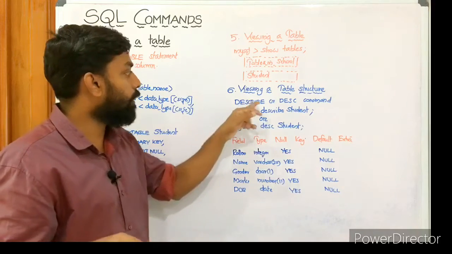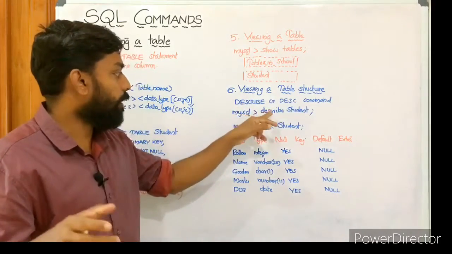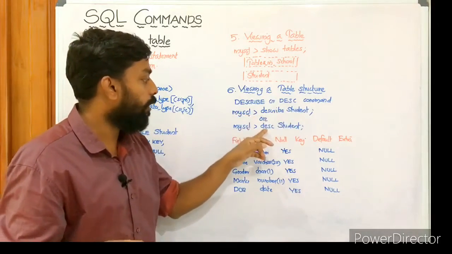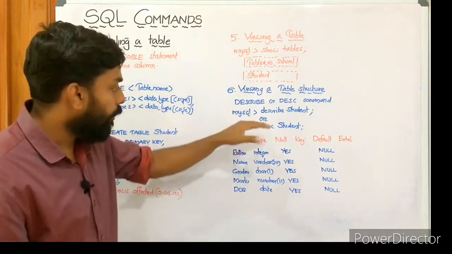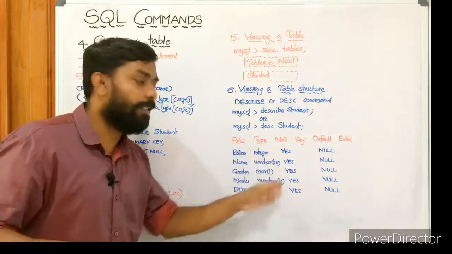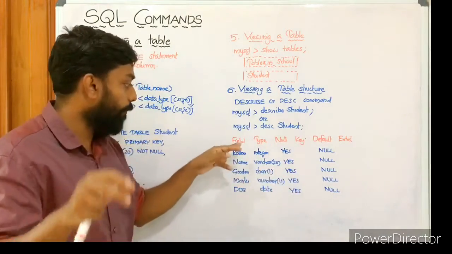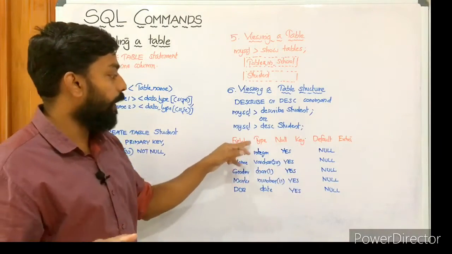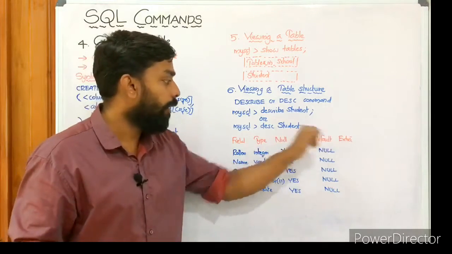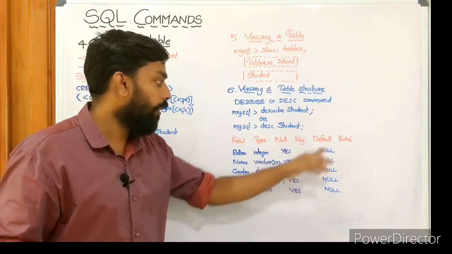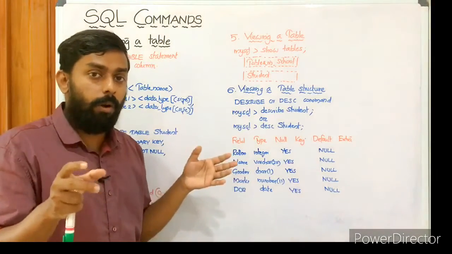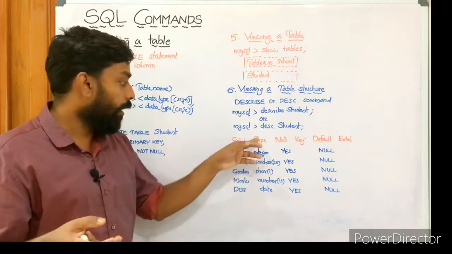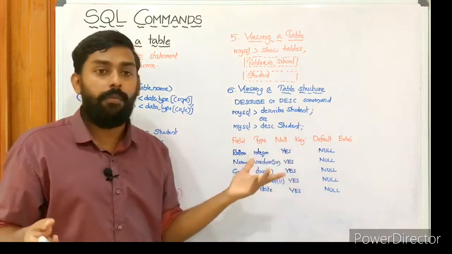So the describe or DESC command is used. Example, describe student, or we can call DESC student. Both are the same. This will be the structure of a table. The column names are field, type, null, key, default, and extra. We don't have any value in key as well as in extra. In field, it shows all the columns, all the fields, or all the attributes. Then type is the data type, null yes, and default null.